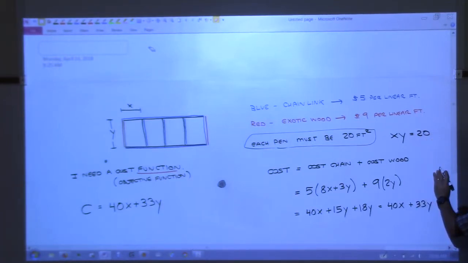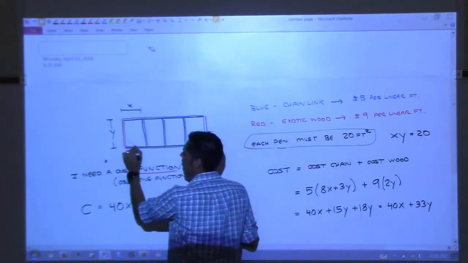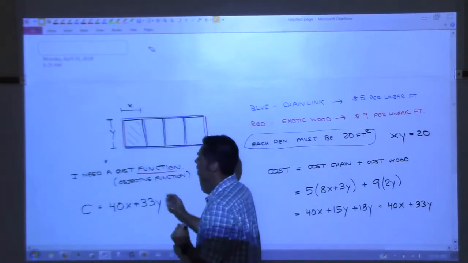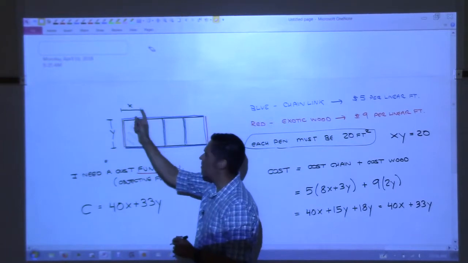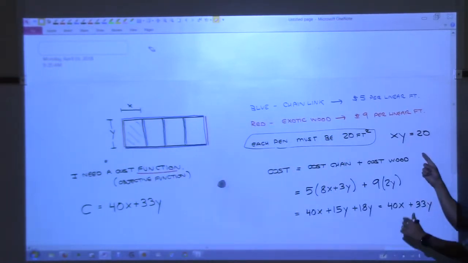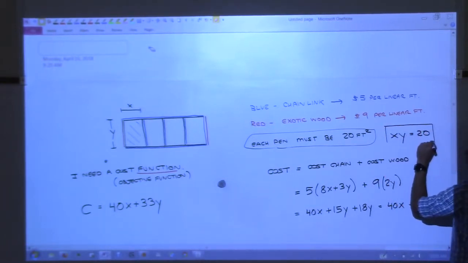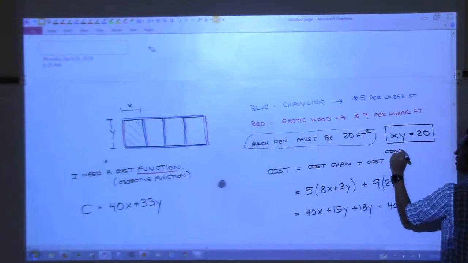Do y'all agree with this? Okay, so when we look at our picture, if I know that this thing right here has to be 20, and I call that y and I call that x, then when I multiply x times y, it better be 20, right? This right here is what we're going to use to finish this out. This has a very special name to it. This is called the constraint equation.